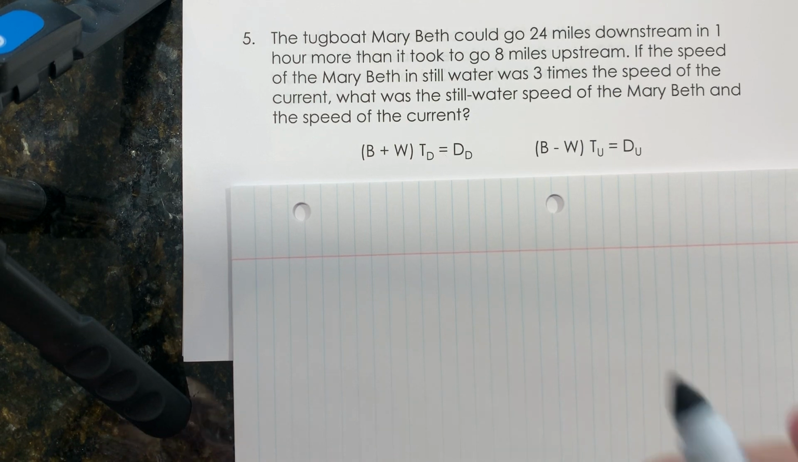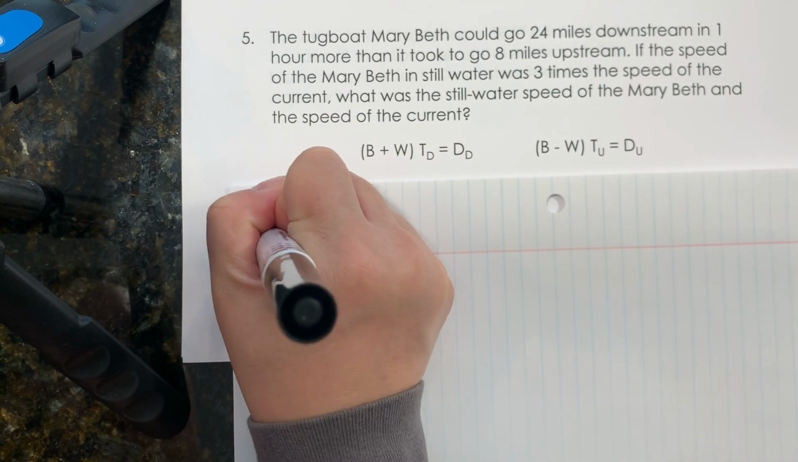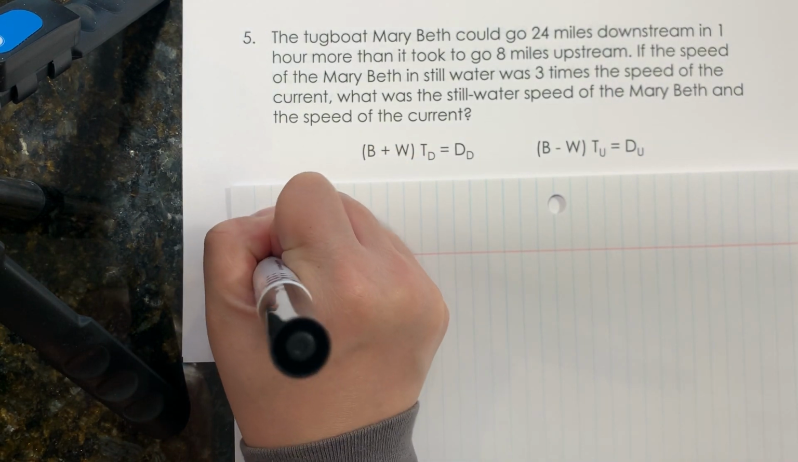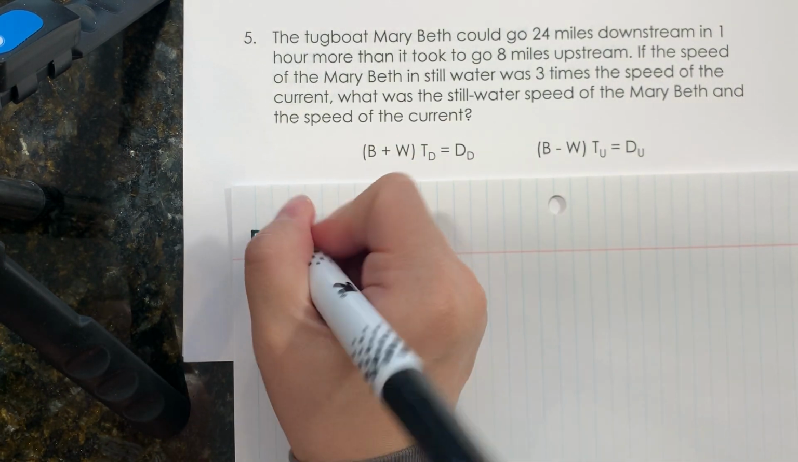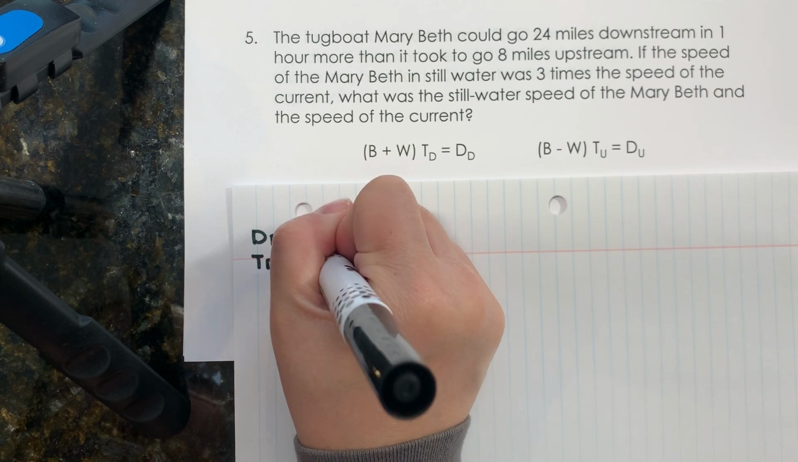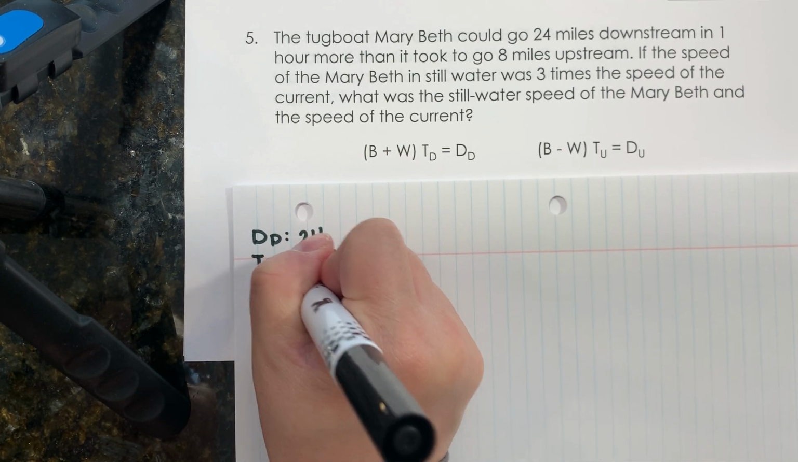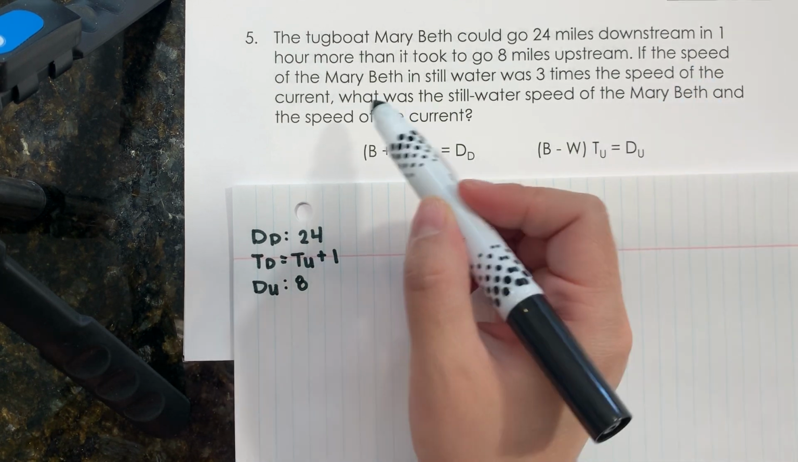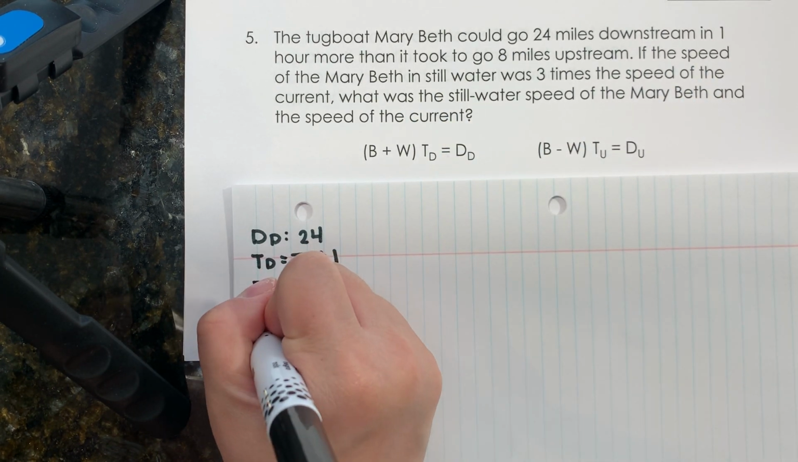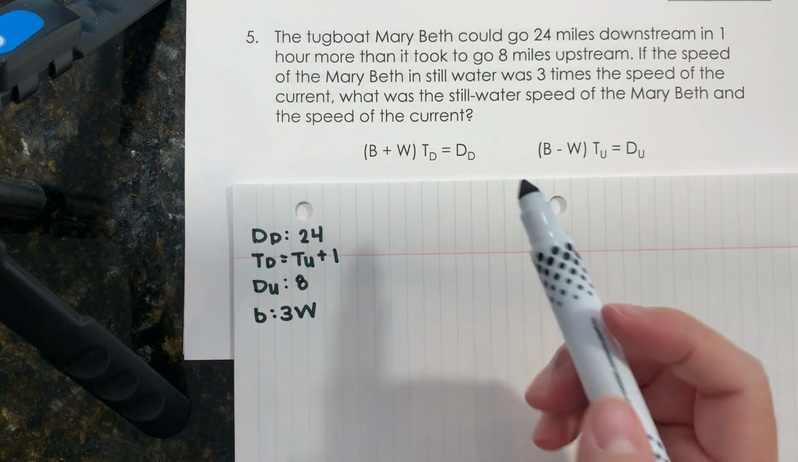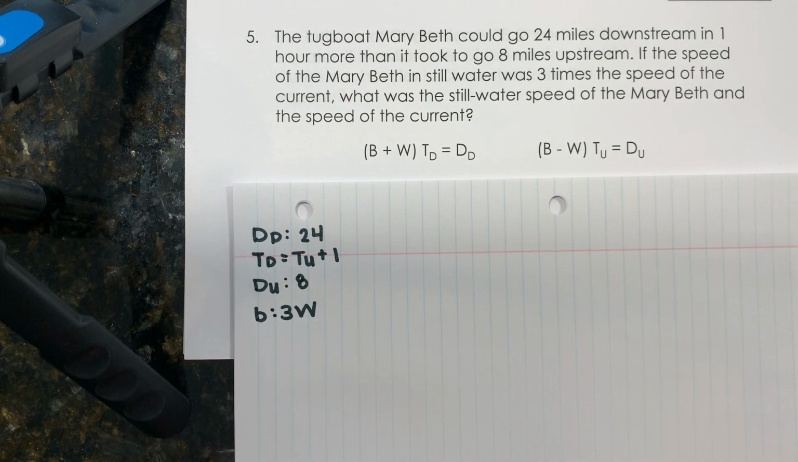So it says 24 miles downstream, so the distance downstream is 24. The time downstream is 1 hour more than it took to go upstream. So time up plus 1, and your distance up was 8. If the speed of the Mary Beth, so the boat, was 3 times the speed of the current. So now you have 2 equations. You have our downstream and our upstream equation.